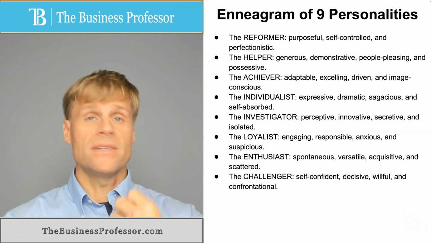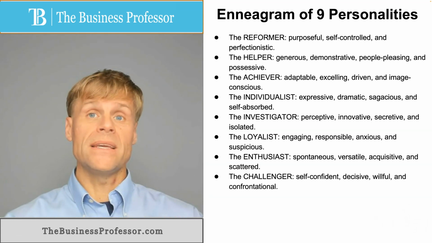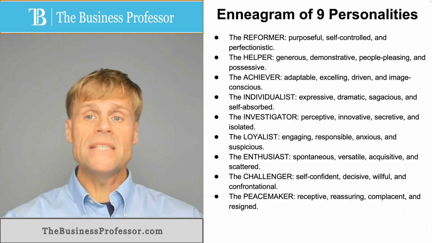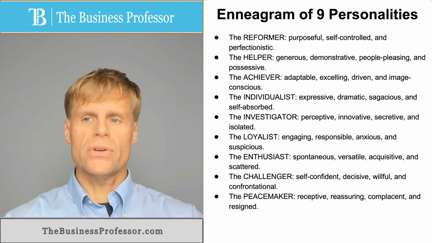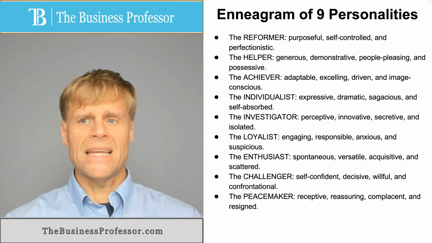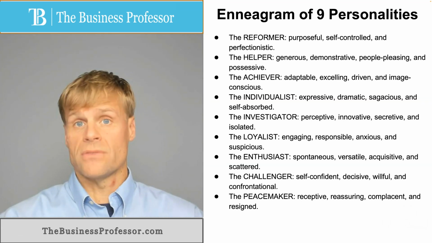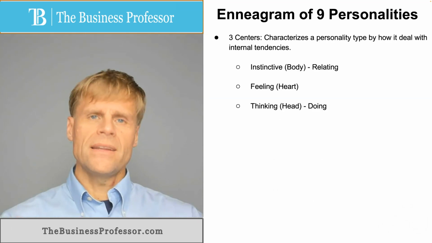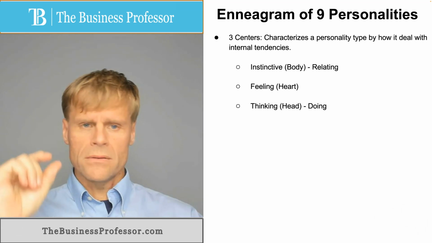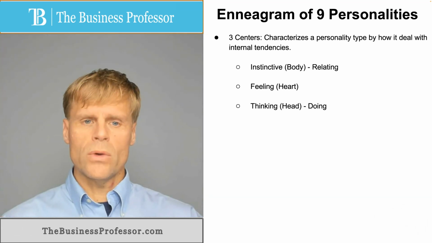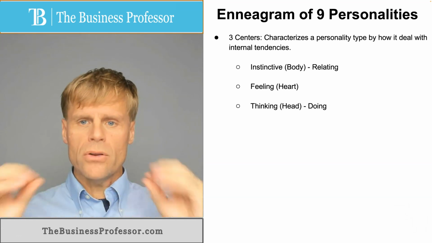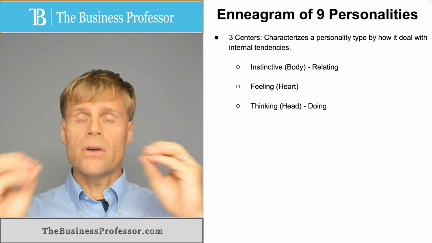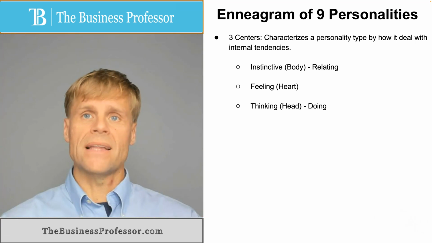The challenger is always self-confident, but can be somewhat confrontational, argumentative. The peacemaker is receptive and reassuring, but can be complacent and resigned in the face of challenge. So take all these together, and they are divided into groups of 3. And if you find yourself identified in one personality type, the other 2 personality types that you're likely to exhibit in some circumstances are the other 2 secondary personality types.